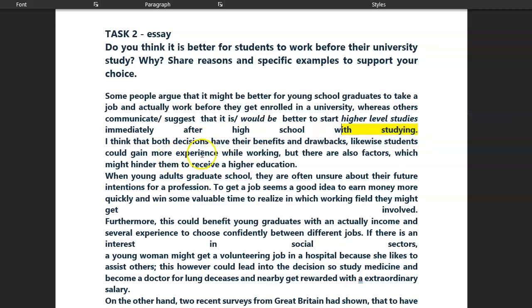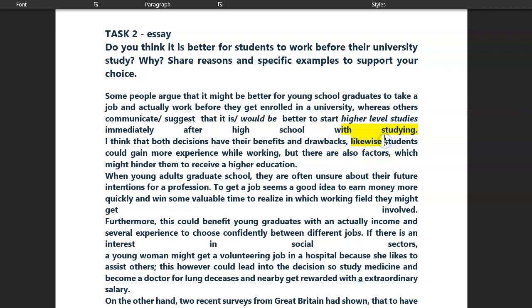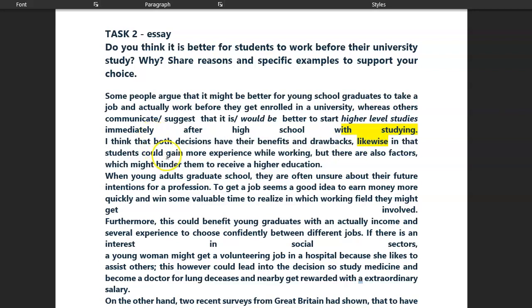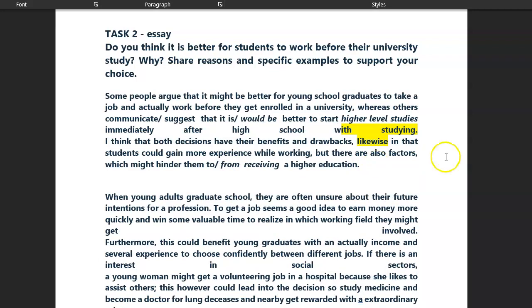Okay? I think both decisions have their benefits and drawbacks. Likewise, students could gain, rather than likewise, go in that. So you're going to tell me what they might be in that. Students could gain more experience while working, but there are also factors which might hinder them from, the great word, hinder them from receiving, and then you need to go on ing, higher education. Okay, good, right. You could put in here, because this is going to be our first paragraph, you could put this essay we'll discuss. So there's that.